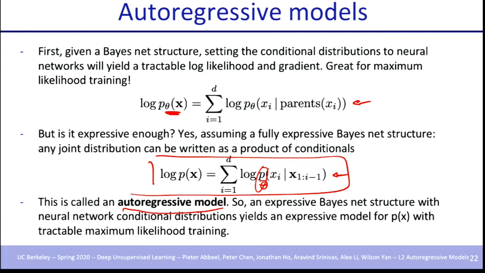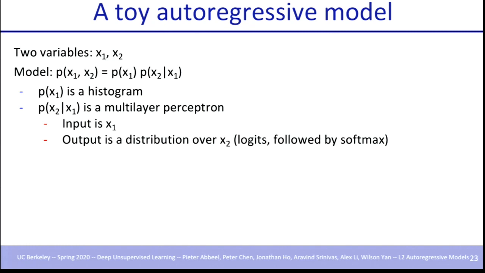So let's look at a very, very simple autoregressive model. We'll have two variables, x1, x2. So the model is a joint distribution over x1 and x2. Chain rule says marginal over x1 times conditional of x2 given x1. And let's keep it simple for now. x1 is still a histogram, so nothing has changed there. Then x2, we need to condition the value of x2 on x1.